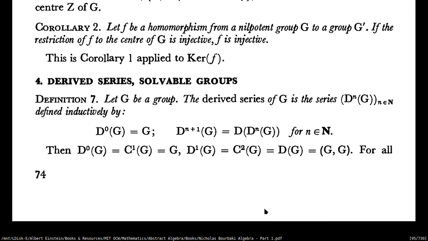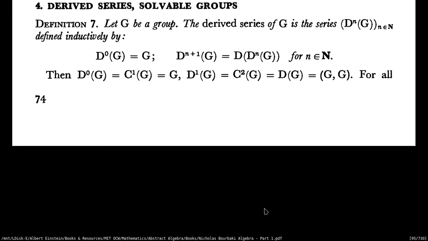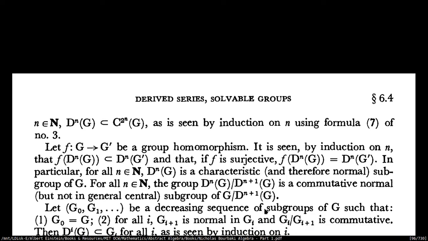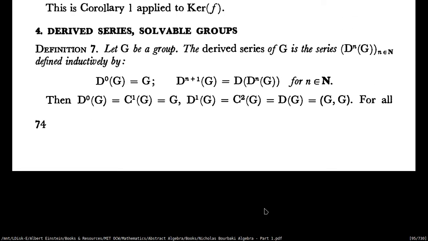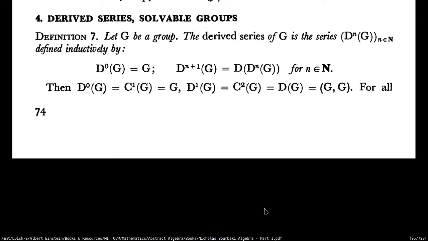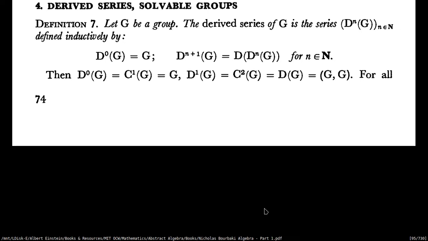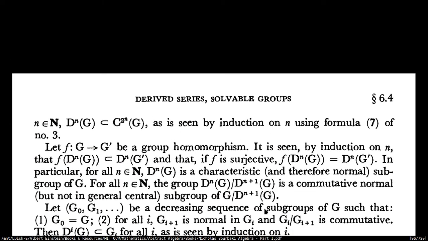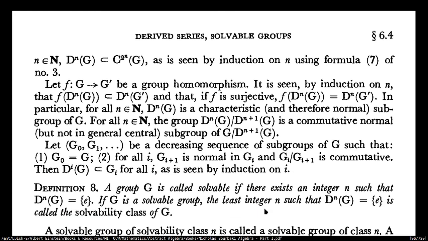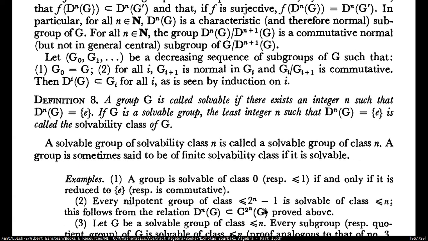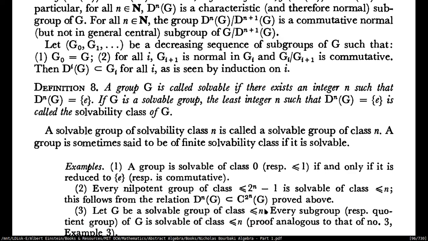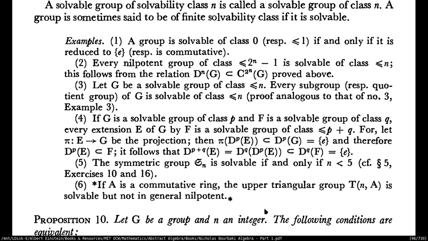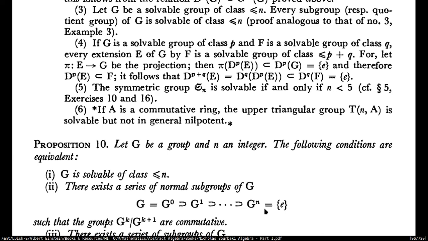Bourbaki starts with the derived series, and he defines that inductively. Wait, that's the one with commutators? Yeah, I guess. Then he defines what's solvable through this derived series. But in Rotman, we saw solvability through normal series.